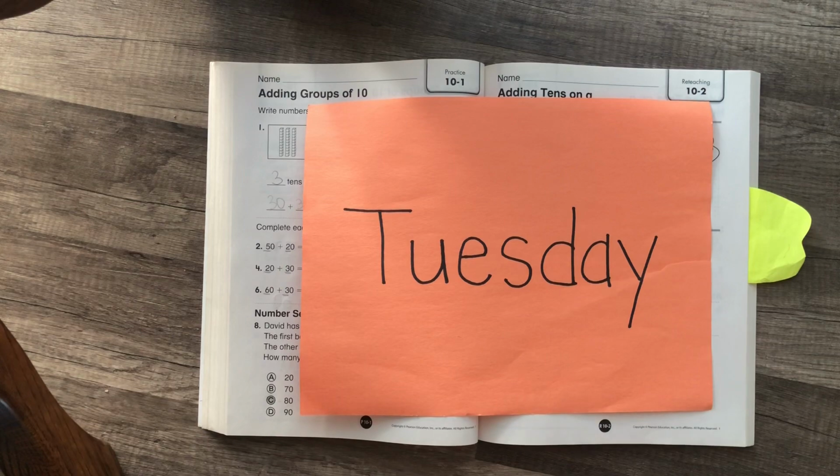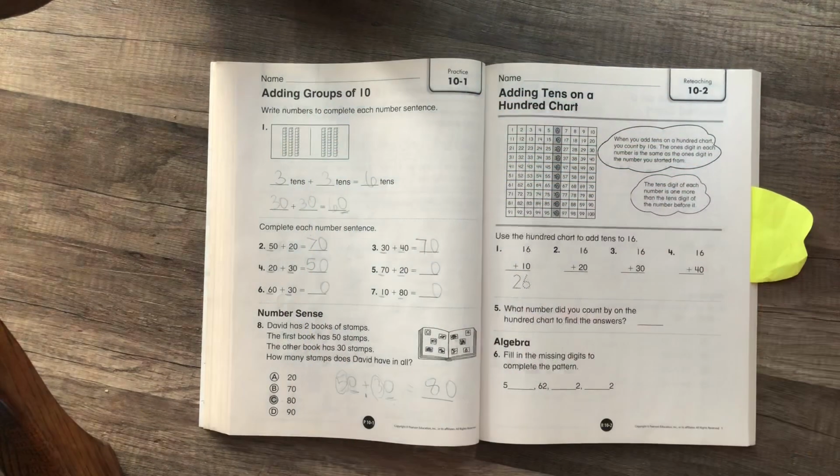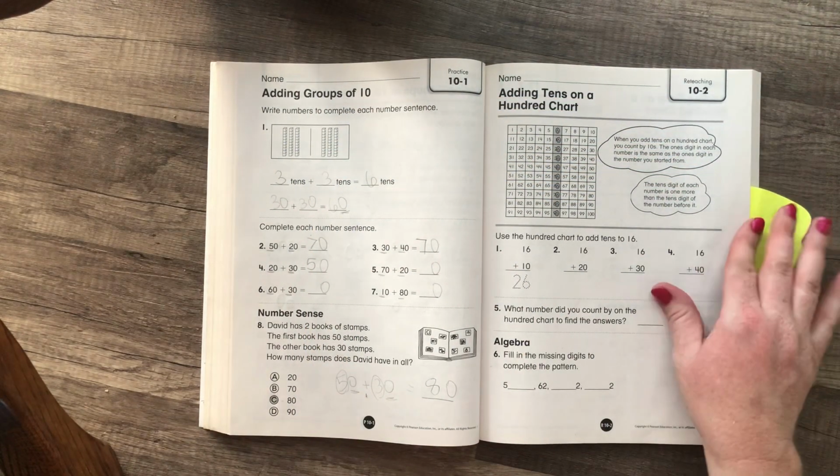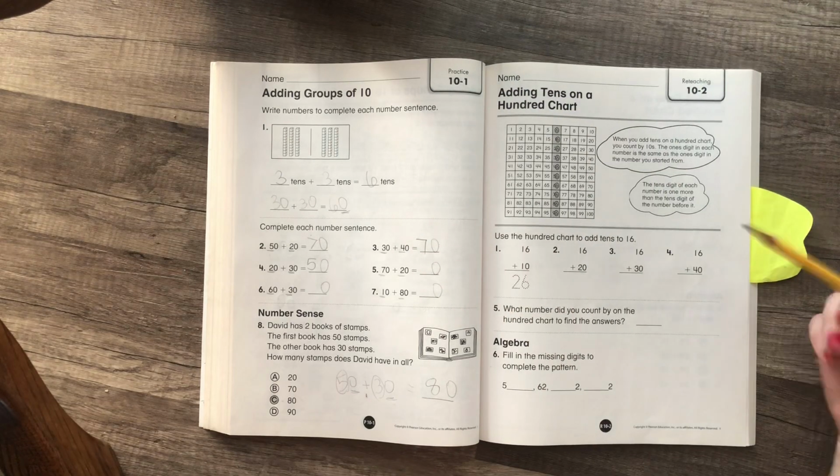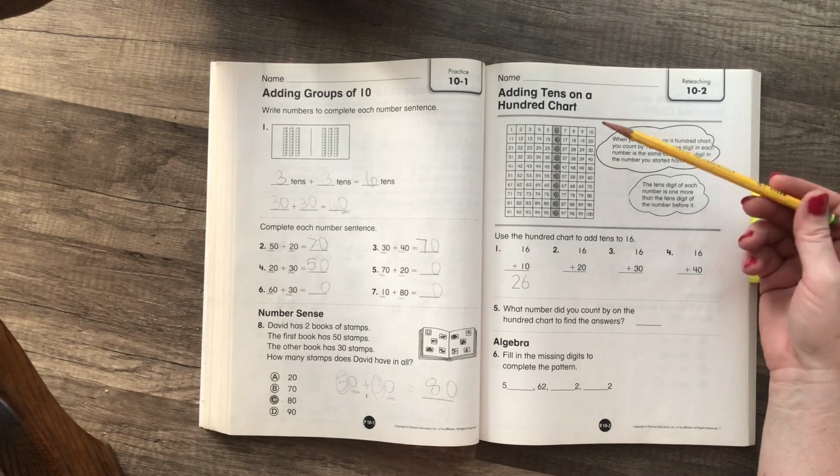This is Miss Tanya, and we are going to be focusing on our math book for the week of May 26th through May 29th. Only a 4-day week, so we're starting with Tuesday this week. All right, so for today, we are going to do lessons 10-2 and 10-3. For 10-2, we are going to be adding tens on a 100 chart.